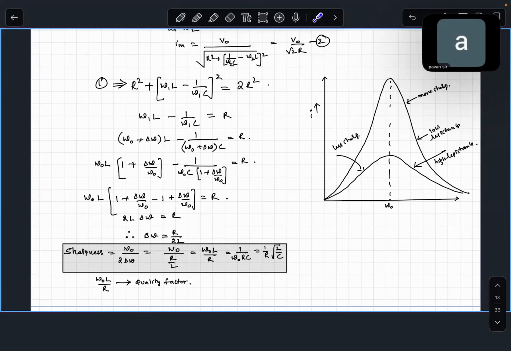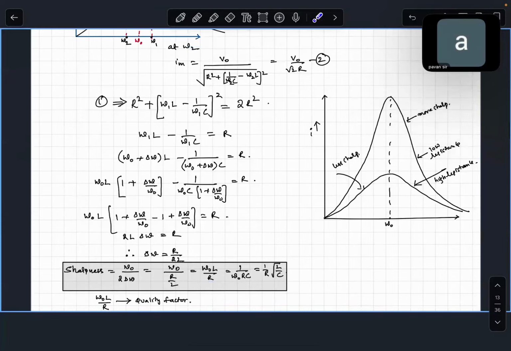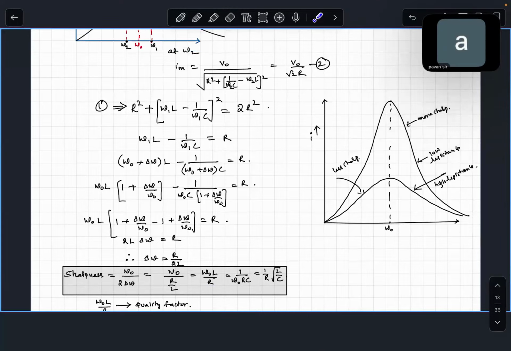And there is another term, the same ratio omega naught by R. It has another meaning, which is called quality factor. The same ratio has another meaning, called quality factor. The higher the sharpness, the more qualitative the signal. Now, if you see, this one is more sharp, this one is less sharp. This has less resistance, this has more resistance.